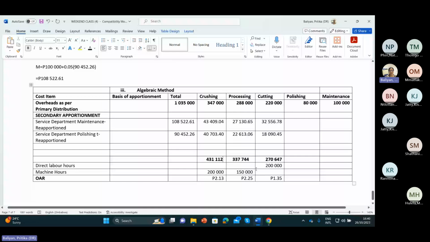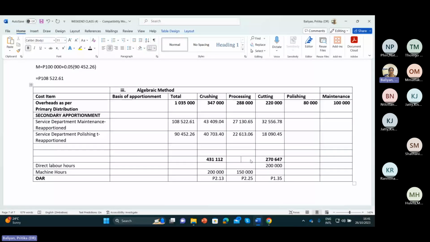Then the total of the processing department is 288,000 plus 27,130 plus 22,613.6, which gives us 337,743, or you can make it 744, rounding up the figure. I'm just rounding up the figure.